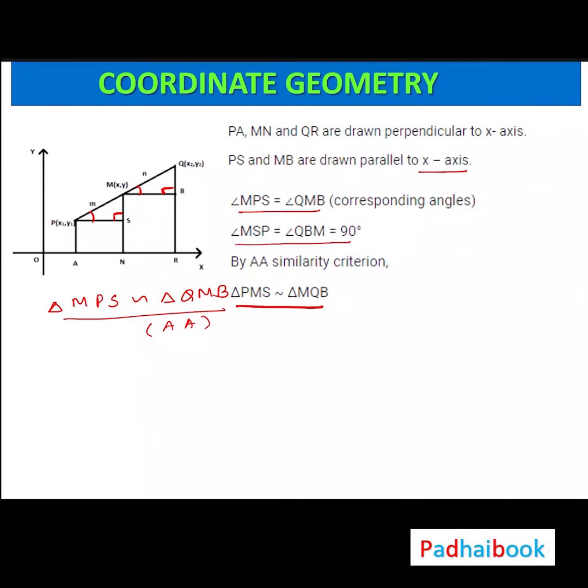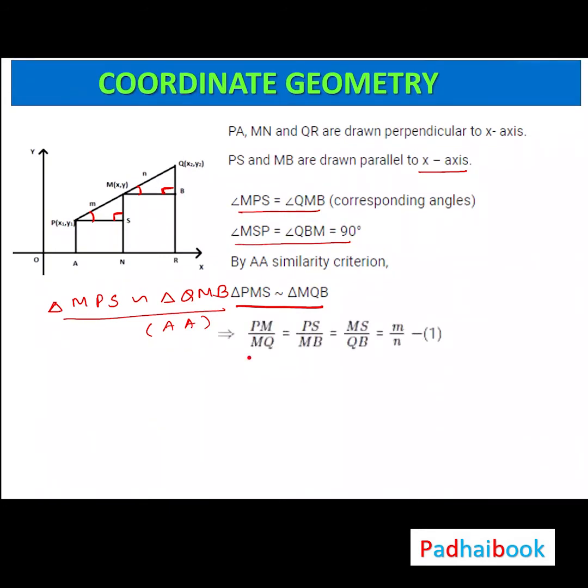Now, since the triangles are similar, the sides are proportional. So I can write PM upon MQ is equal to PS upon MB, which is equal to MS upon QB. Now, what was PM upon MQ? That was the ratio. That ratio was m to n. So here I have put the value of PM by MQ as m upon n. Now my next step will be to find the values of PS, MB, MS and QB.